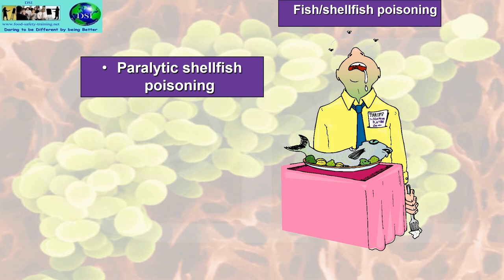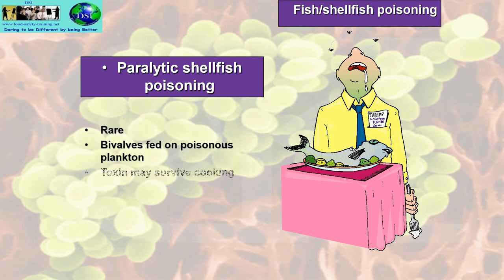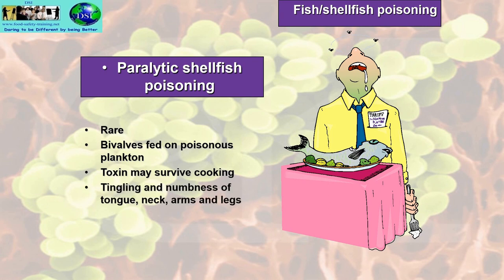Fish or shellfish poisoning. There's another one called paralytic shellfish poisoning. Very rare. It's where bivalves, things like mussels, clams, scallops, etc., feed on poisonous plankton. Toxin may survive cooking. There's a tingling and numbness of tongue, neck, arms and legs. The onset is 30 minutes to 12 hours. Now, we don't normally get poisonous plankton in our water unless it's what's called in the sea a red flush, or the weather's been extremely warm during the summer, where you get a flush of plankton that is poisonous.